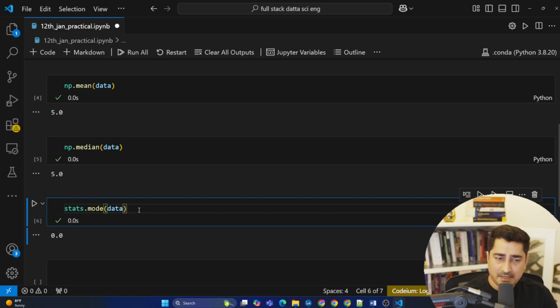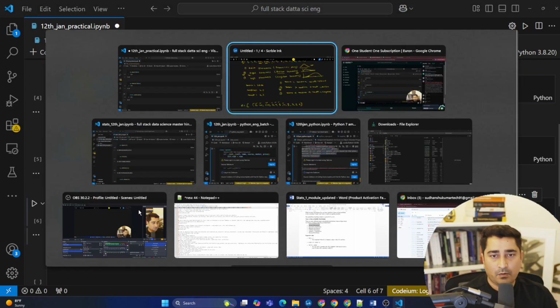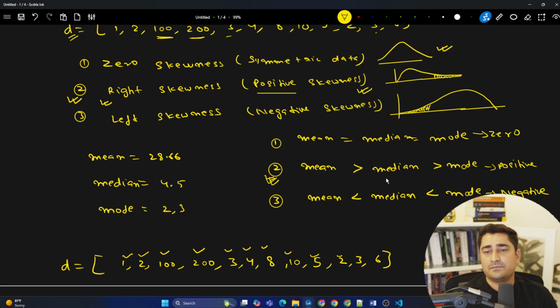Means mean and median are greater than mode, or greater than 0 obviously, but yeah, mean and median are greater than mode. Now what is your conclusion, guys? What kind of data are we able to produce? Data with zero skewness, right skewness or left skewness? Anyone? Yeah. What kind of data are we able to produce?